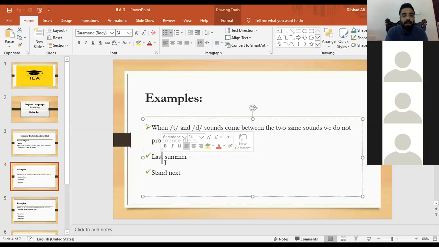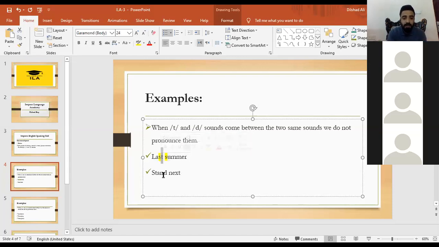So te, what do we have before te? We have the se sound. And after te, what do we have? Again, the se sound. So our rule is: if what comes before te is the same sound that comes after te, we do not sound this te or de.